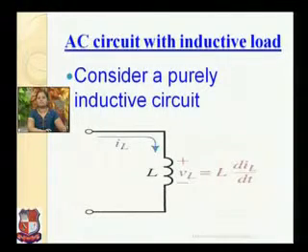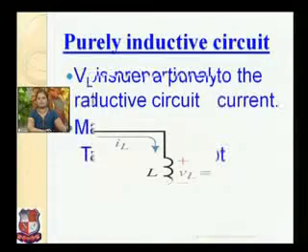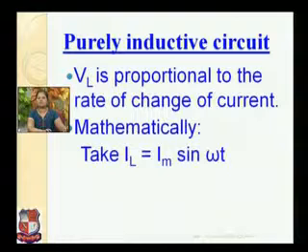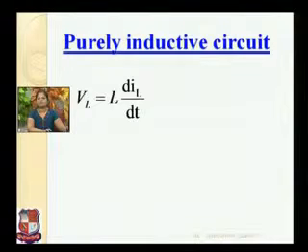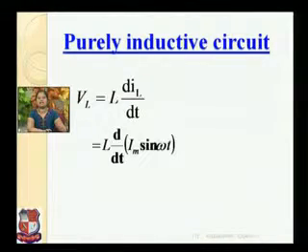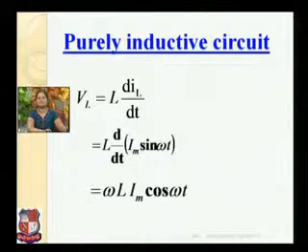As we derived the relationship between voltage and current for a resistive circuit, same way we will derive the relationship for voltage and current in an inductive circuit also. So VL is proportional to the rate of change of current. We consider IL, which is the current passing through the inductor, which is equal to Im sin omega t, and VL is equal to L dIL by dt. Now IL is the current passing through the inductor, which is equal to Im sin omega t. So you can rewrite the equation like this. It is equal to L d by dt Im sin omega t.